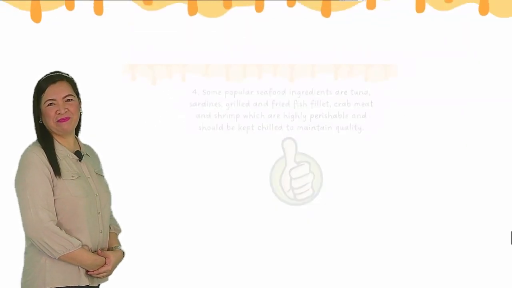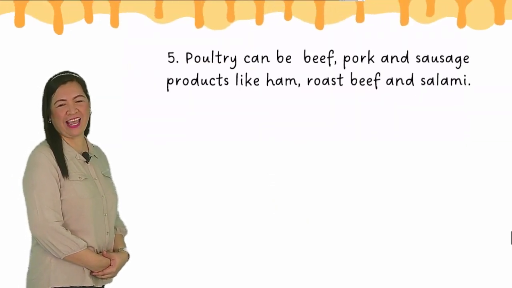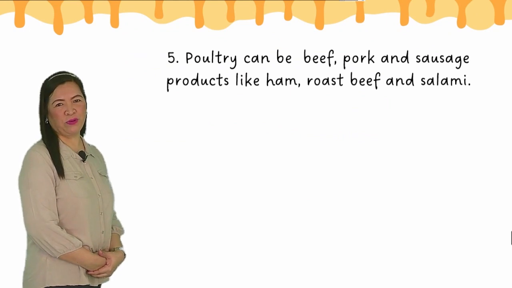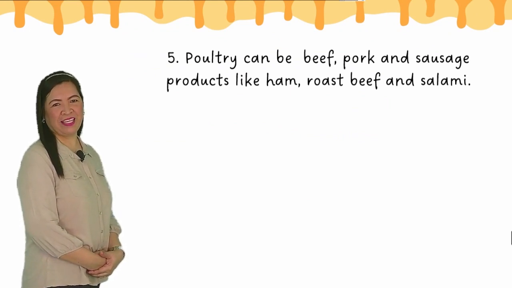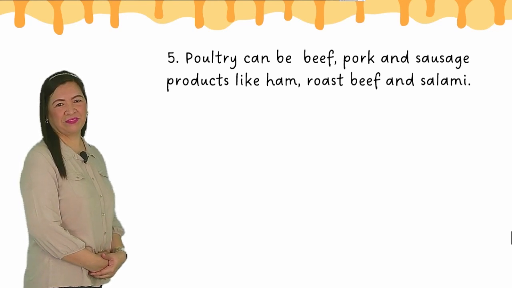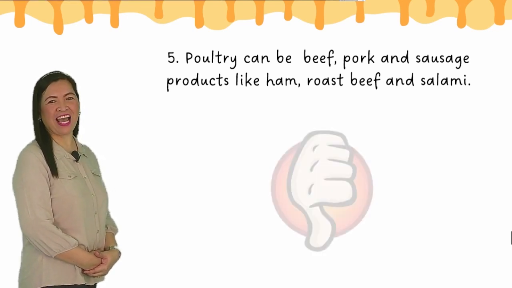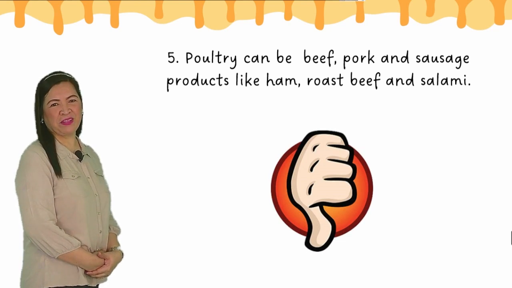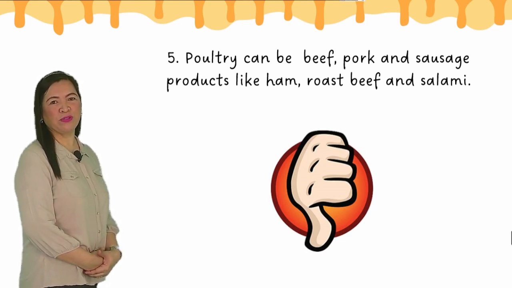Poultry can be beef, pork, and sausage products like ham, bacon, roast beef, and salami. Is it thumbs up or thumbs down? Yes, you are right. It's thumbs down because beef, pork, and sausage products like ham, roast beef, and salami are meat ingredients.